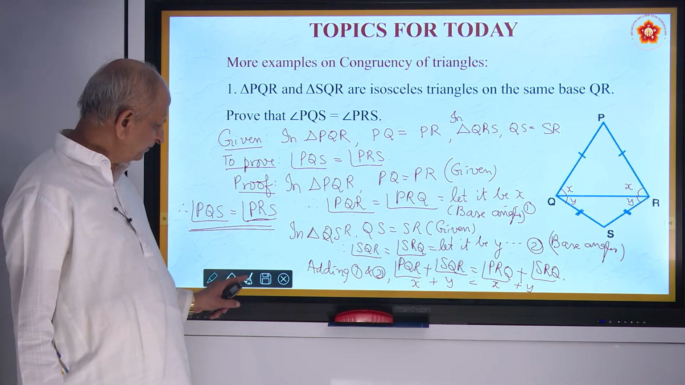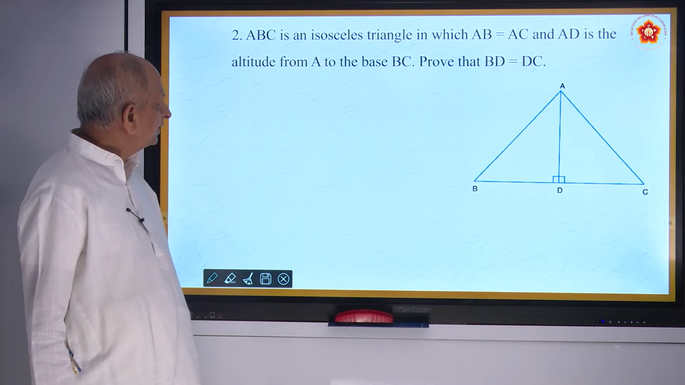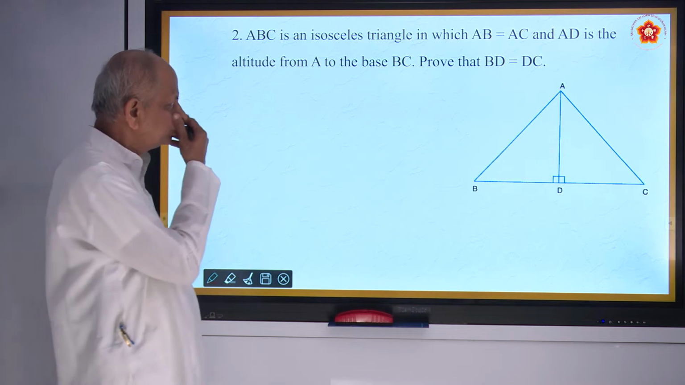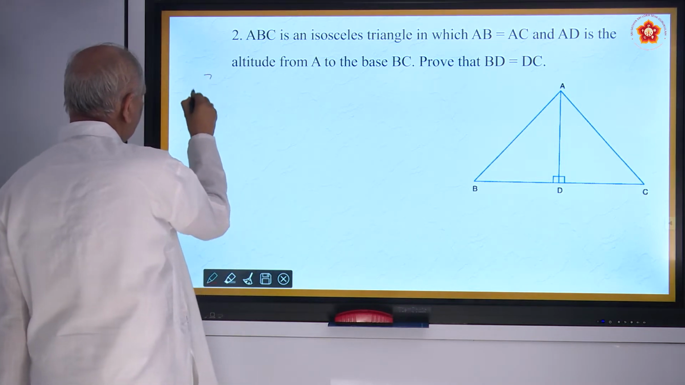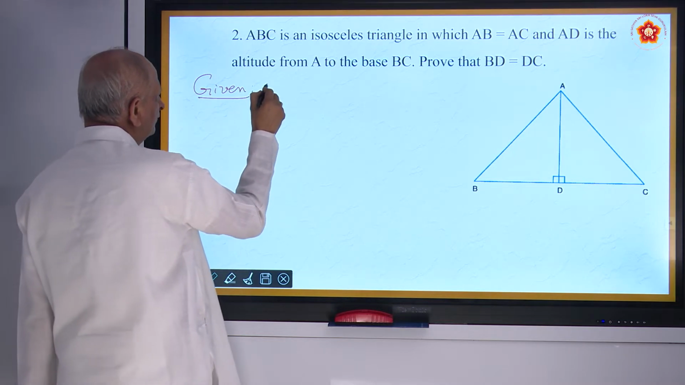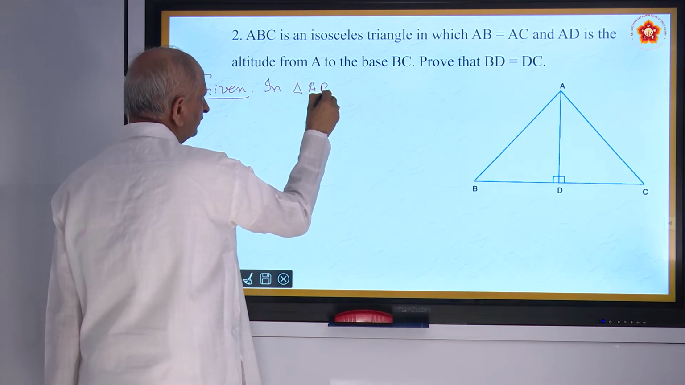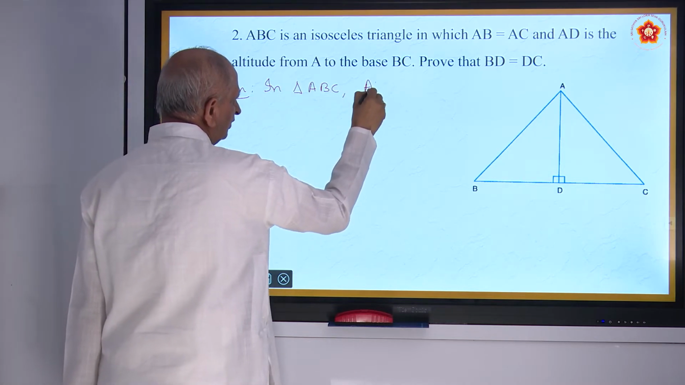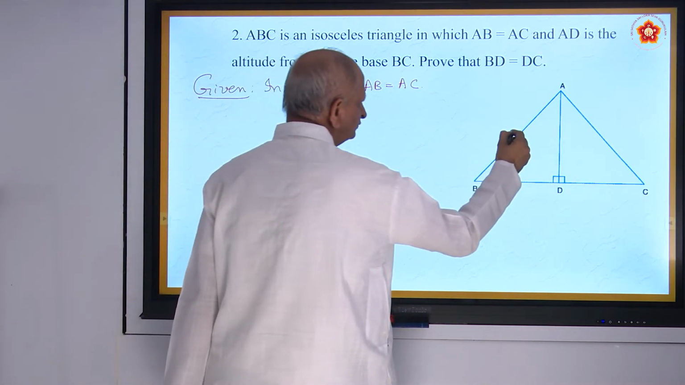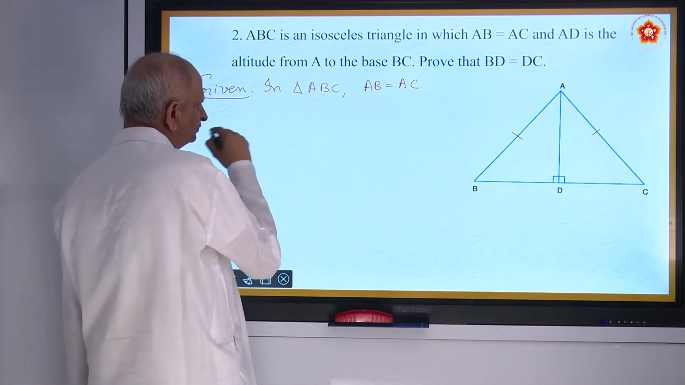Okay, so we pass on to the next problem. ABC is an isosceles triangle in which AB is equal to AC. So given, note down the figure, come on fast. In triangle ABC, AB is equal to AC. That is called an isosceles triangle. These two sides are equal. AD is the altitude.